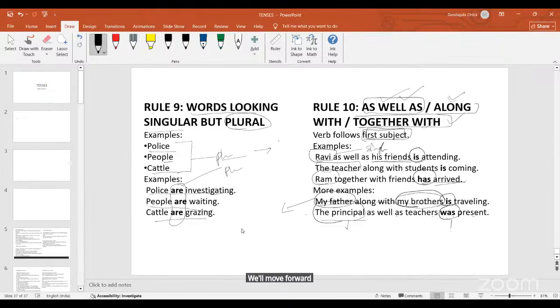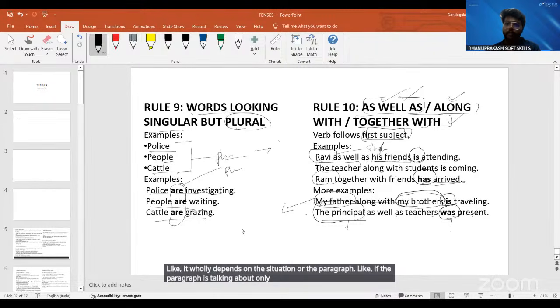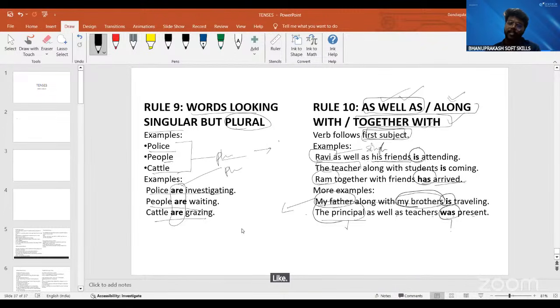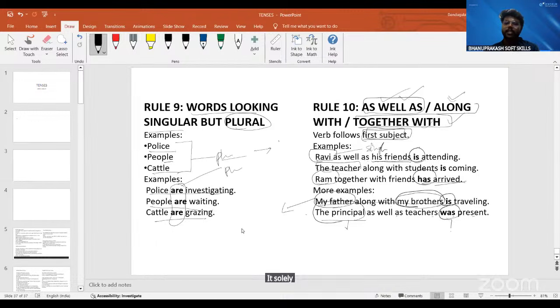Sir, 'the police is investigating' is correct or 'the police are investigating' is correct? It wholly depends on the situation or the paragraph. If the paragraph is talking about only one police, in such a case we may use 'is'. But in general, we treat 'police' as a plural form only, right? So in such a case, we use 'are'. It wholly depends on the situation and the paragraph.